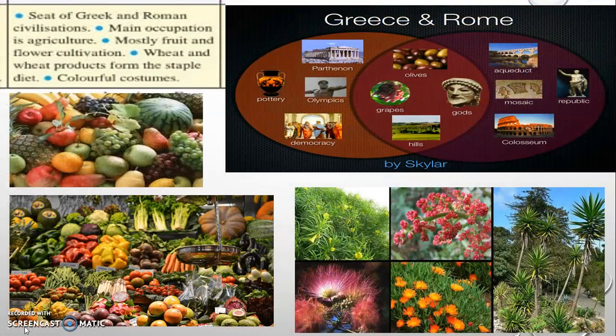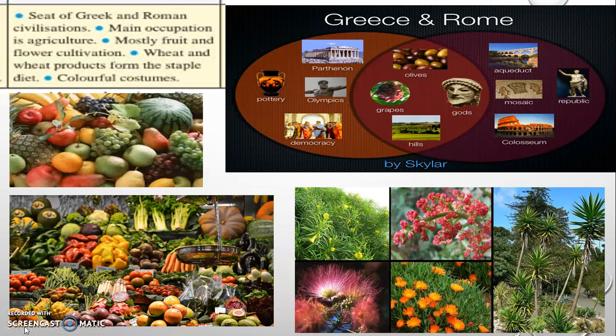Okay. The next is regarding the human life in the Mediterranean region. Now, how is the human life in Mediterranean region? It is said that the ancient Mediterranean region is known as the seat of Greek and Roman civilization. That is, the beginning of the Roman civilization or the beginning of the Greek civilization started from the Mediterranean region, as you can see in the picture on the screen, where you have the different Roman and Greek monuments and sculptures. You have the Colosseum, you have the Pantheon, okay.